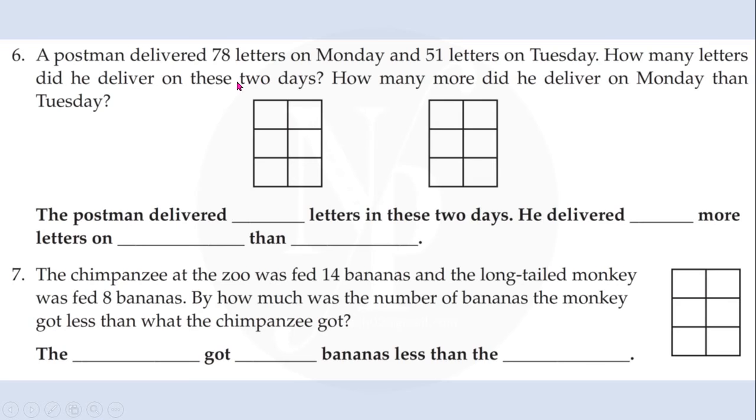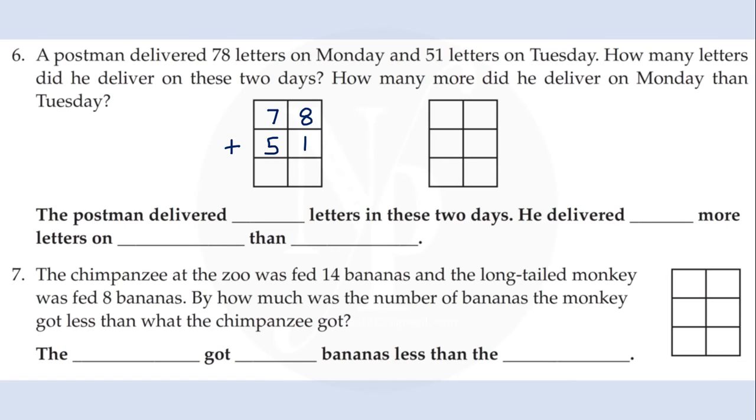So to find the total number of letters he delivered on Monday and Tuesday, we have to add the numbers 78 and 51. Let us write down here and add to find the total number of letters he delivered. So 78 plus 51 will give us the total number of letters delivered on those 2 days.